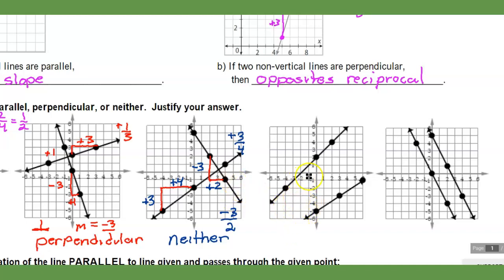Okay. So by first glance, this definitely is neither as well. They're not perpendicular because you have to have opposite slopes. These are both positive, so there's no way they could be perpendicular, but maybe parallel, but probably not. They don't look like it. Let's prove it. Up 2 to the right 3.